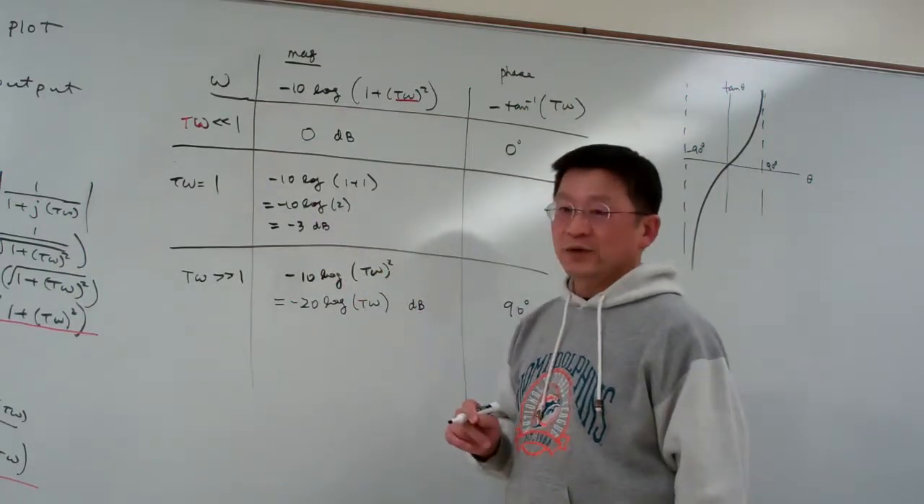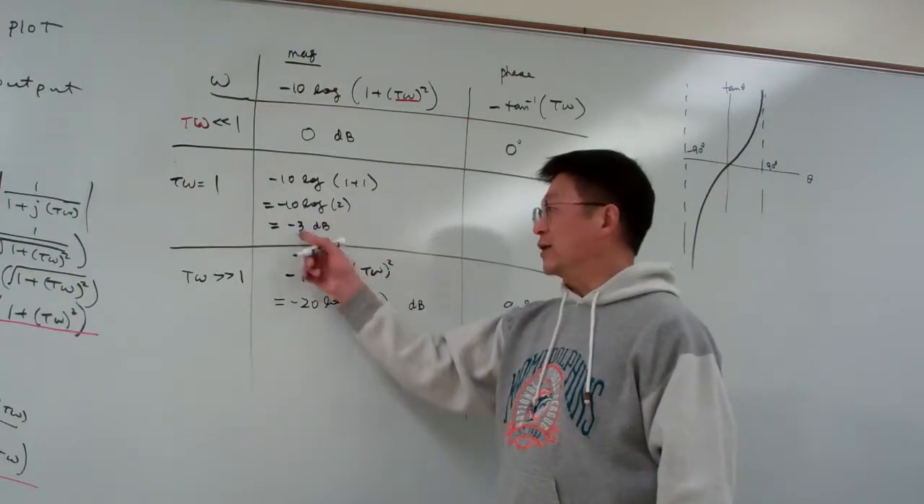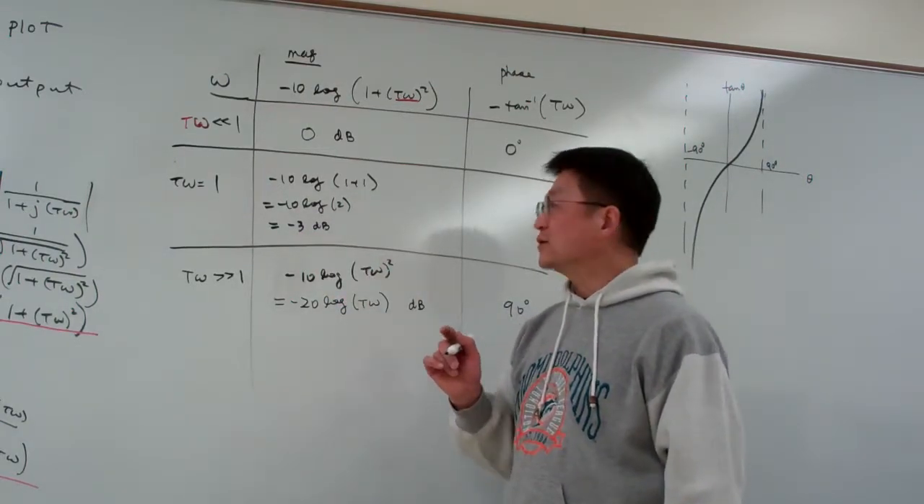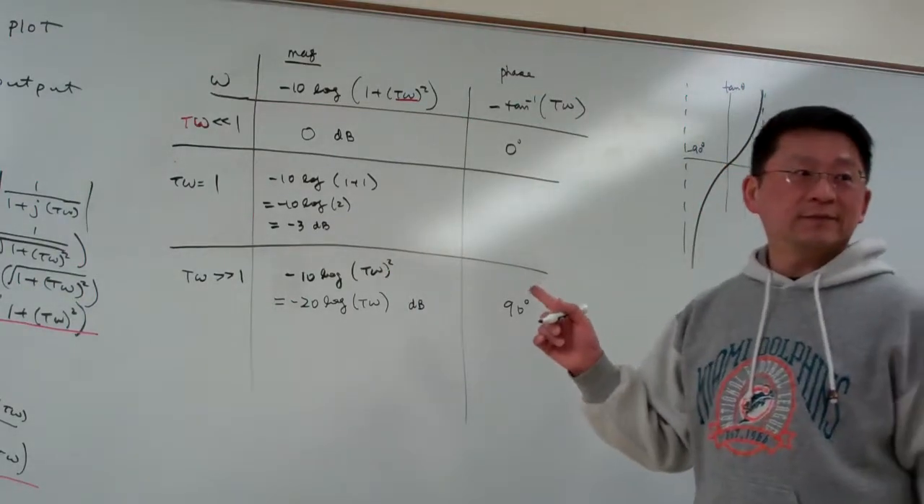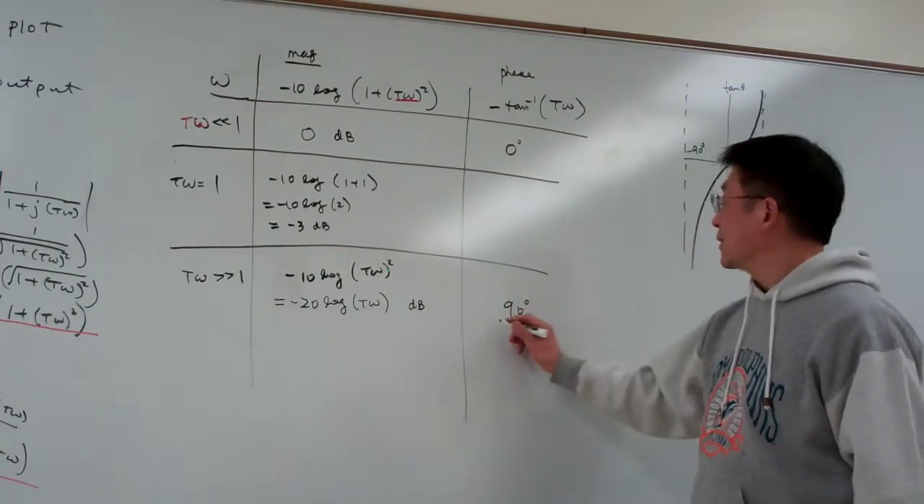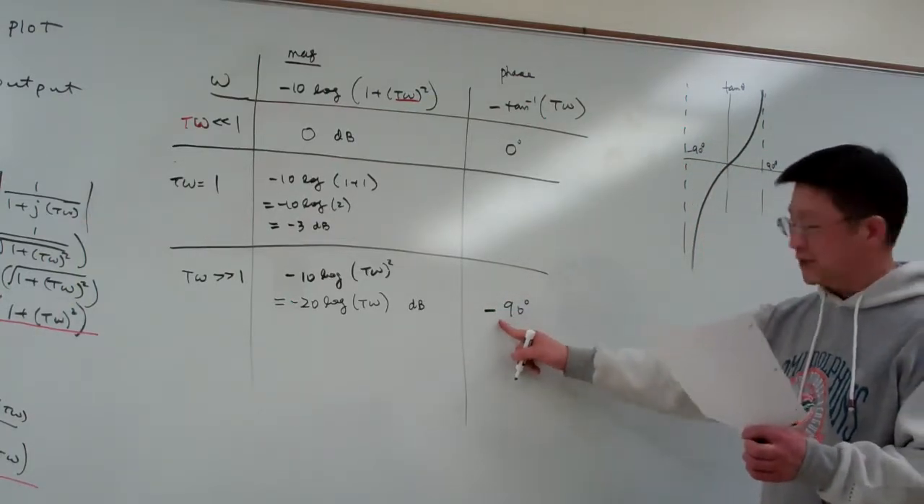Usually in the frequency domain, we like to have something available at this particular point. Okay, so right now we set T omega equal to 1. Yes. Should that be negative 90? Yes. Thank you. My mistake. This should be negative.